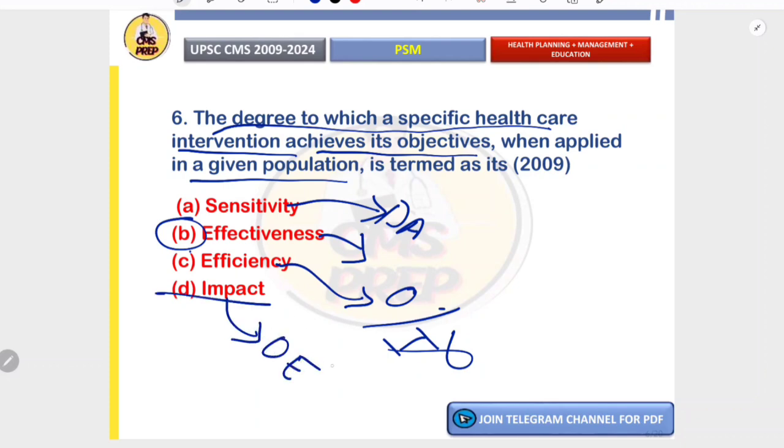Impact is the overall effect. It is a broader long term change, for example morbidity drop, etc. So it is not the correct one. The correct answer is B, effectiveness.